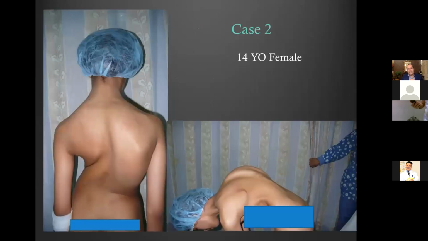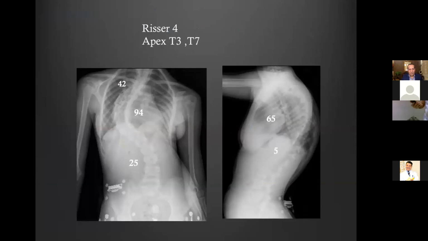The other case is this case. It is a 14-year-old female patient. Also Risser sign is 3. It's a mature patient. And if you see the curves, the main thoracic is 94, which is the major, the biggest one. And we have 2 other curves. 42 is the second major, and we have a minor of 25 degrees, sorry.